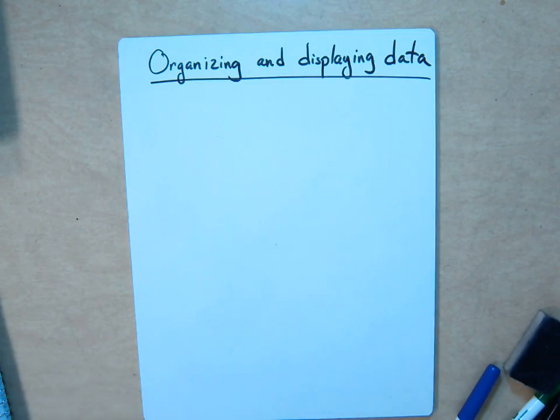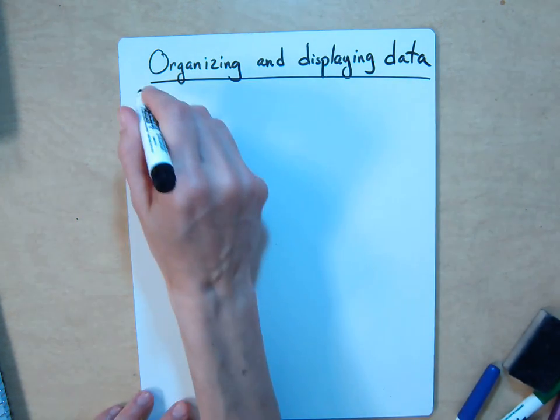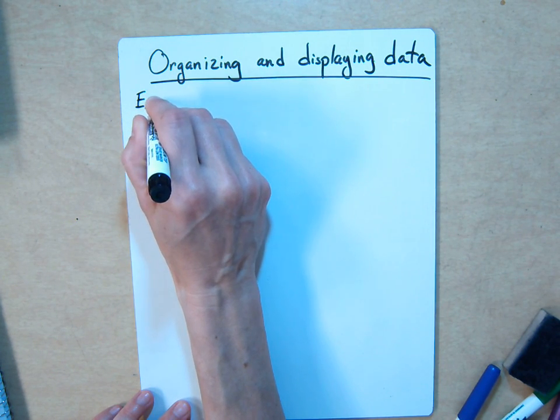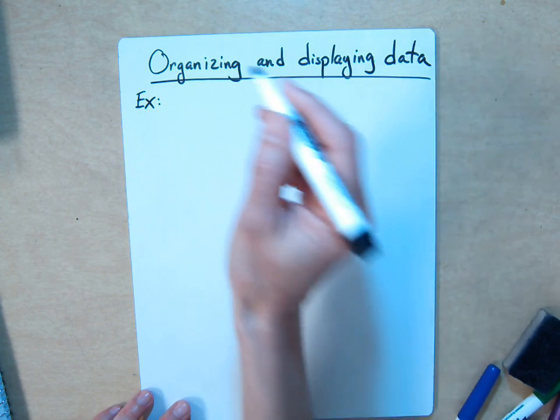Organizing and displaying data. In order to make sense of it, we need to be able to see a graphical display of the data. So we're going to just look at one example here. Here's a set of data. It's out of context. It's just an example.